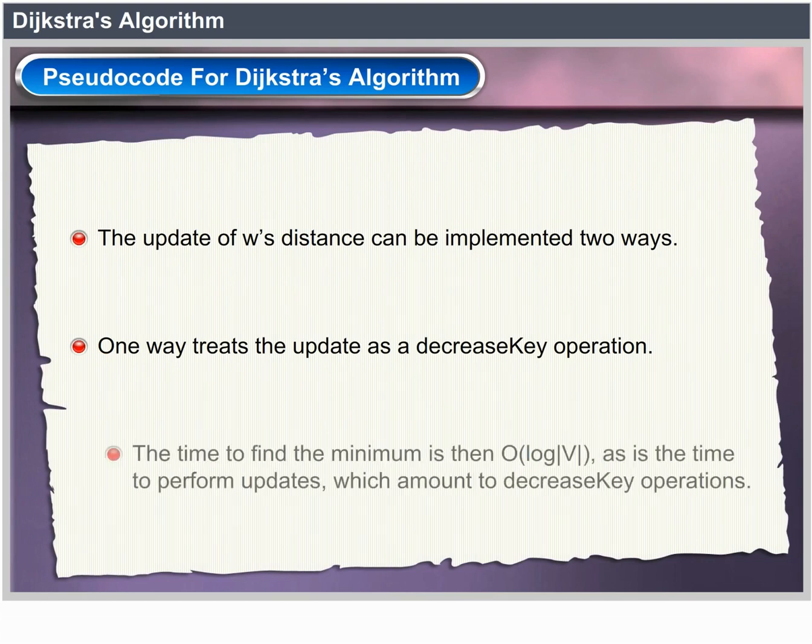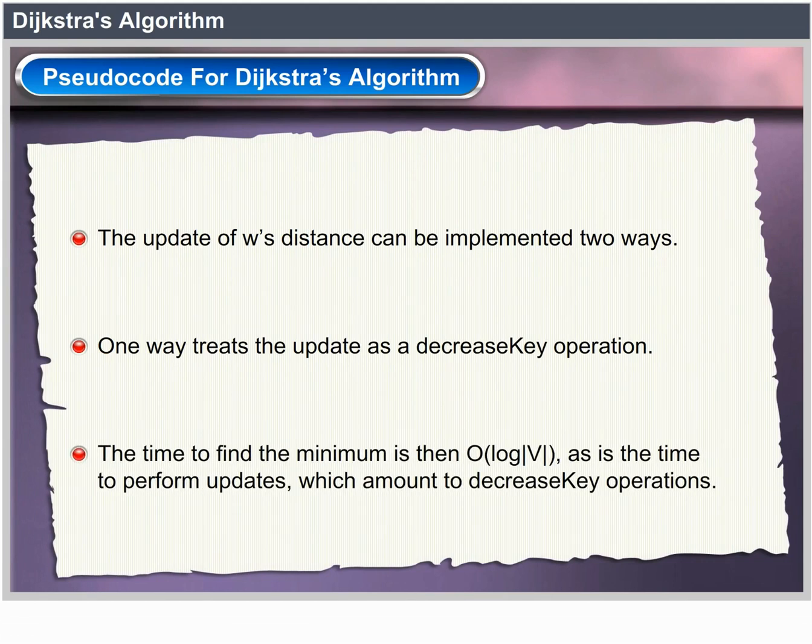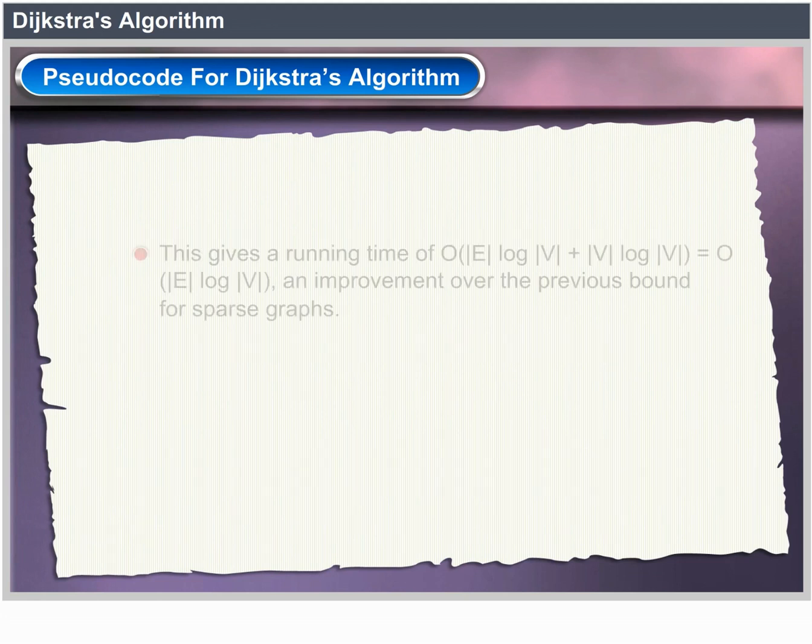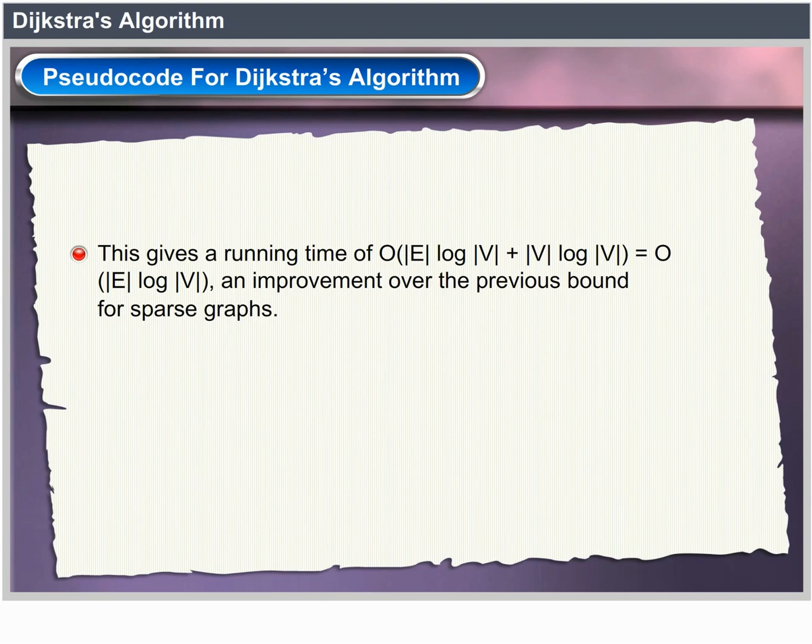The time to find the minimum is then O(log |V|), as is the time to perform updates, which amount to decreaseKey operations. This gives a running time of O(|E| log |V| + |V| log |V|) = O(|E| log |V|), an improvement over the previous bound for sparse graphs.